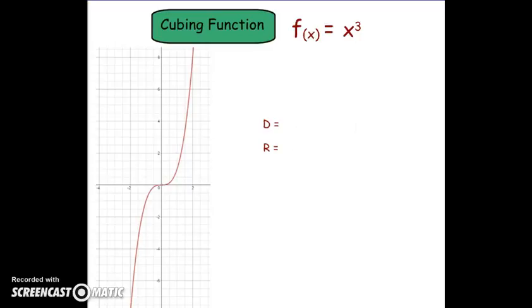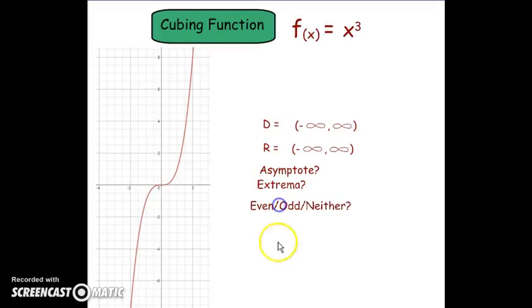Next up is the cubing function. And we can see that any real number can be raised to the third power. So the domain is the set of real numbers. And the result can be any real number. So the domain and range are both all real numbers. There are no asymptotes on the cubing function. There are no extrema in the cubing function. And I'll leave it to you to decide whether this function is even or odd.